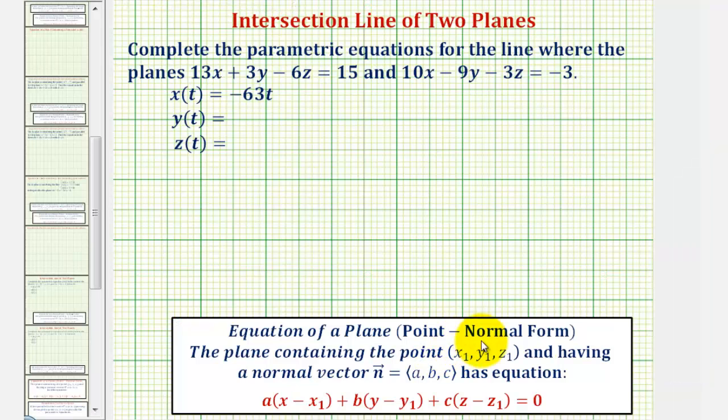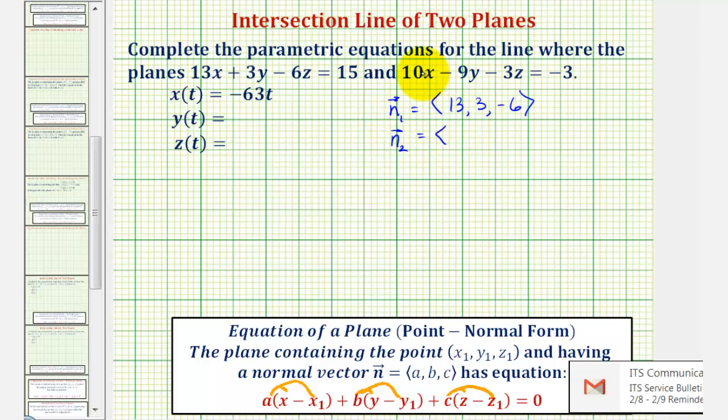We know from the point normal form of an equation of a plane that the coefficients of x, y, and z give us the components of a normal vector to the plane. Looking at this first plane, a normal vector, we'll call it vector n sub 1, would have an x component of 13, a y component of 3, and a z component of -6. The second plane would have a normal vector, let's say vector n sub 2, with an x component of 10, a y component of -9, and a z component of -3.